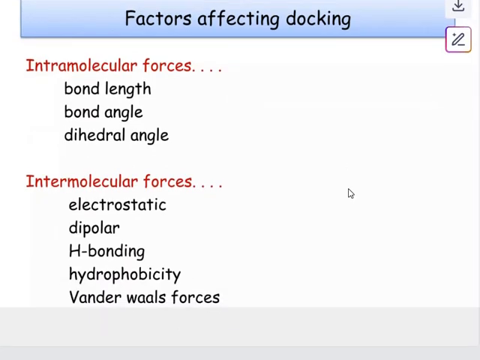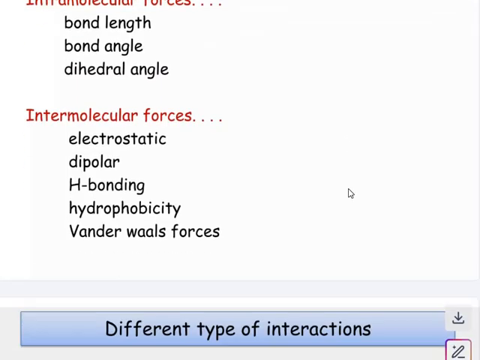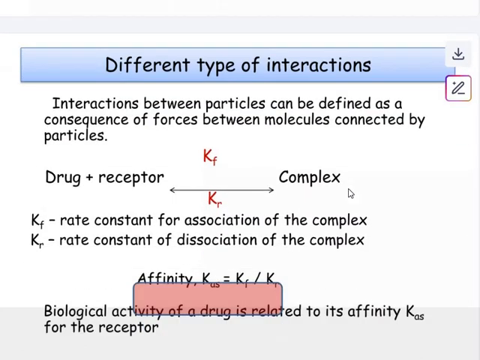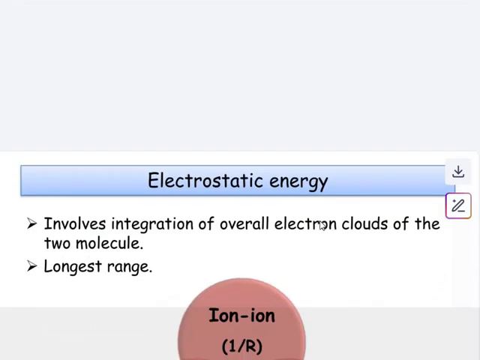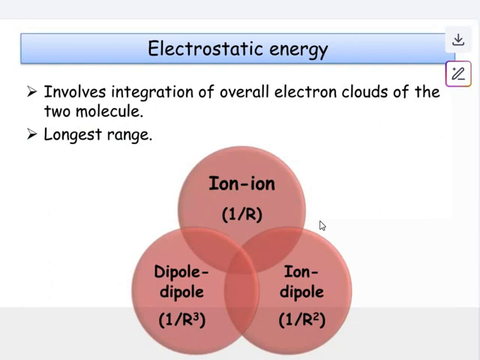Now, factors affecting docking: intermolecular forces, bond length, bond angle, dihedral angle. Intermolecular forces: electrostatic, dipolar, hydrogen bonding, hydrophobicity, van der Waals forces. Now, different types of interaction. You know, drug plus receptor gives the complex, with Kf forward and backward, as you know from kinetics. Now, electrostatic energy. You can see it involves the interactions of the overall electron cloud of the two molecules.